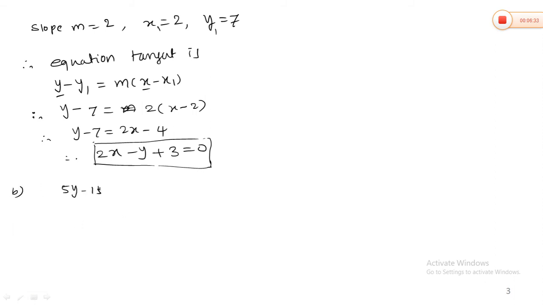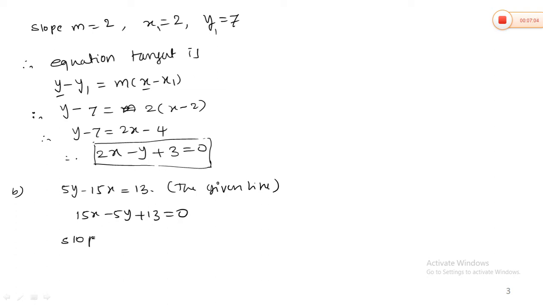5y minus 15x equal to 13. So the given line. The tangent is perpendicular to this one. Therefore the tangent slope is the negative reciprocal of this line's slope. First we have to find the slope of the given line. I will write it in the standard form: 15x minus 5y plus 13 equal to 0.